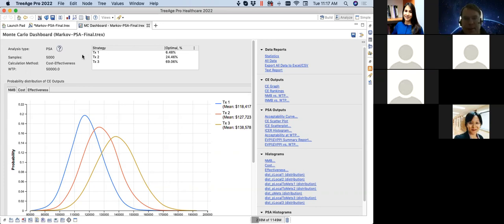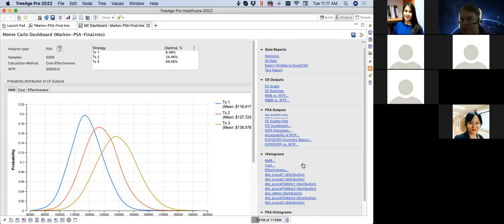And up here in this primary table, we see that almost 70% of the time, treatment 3 was the optimal strategy, which is pretty good confirmation of our base case. It's not perfect. You should never really expect to get 100% here, but 69% of our calculations confirming our base case is pretty good. We can feel confident making that recommendation.